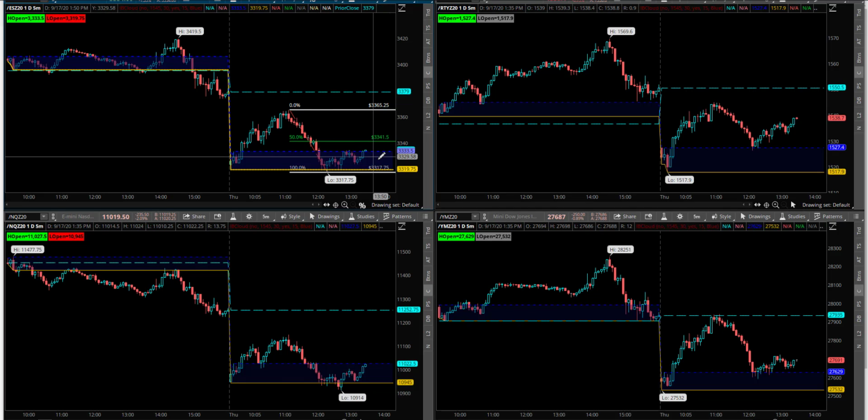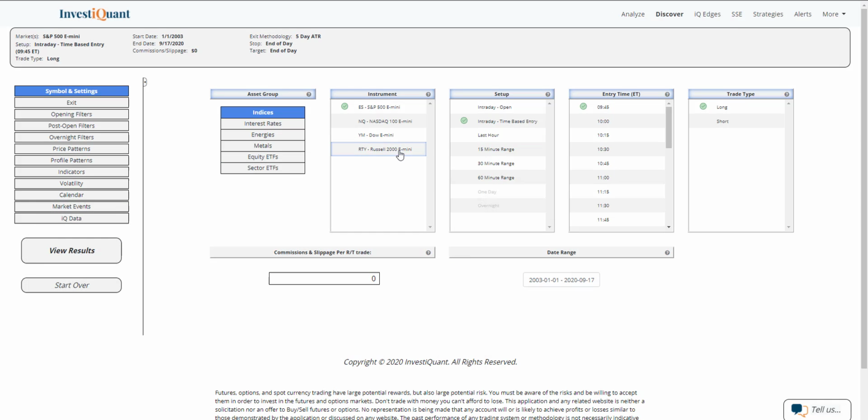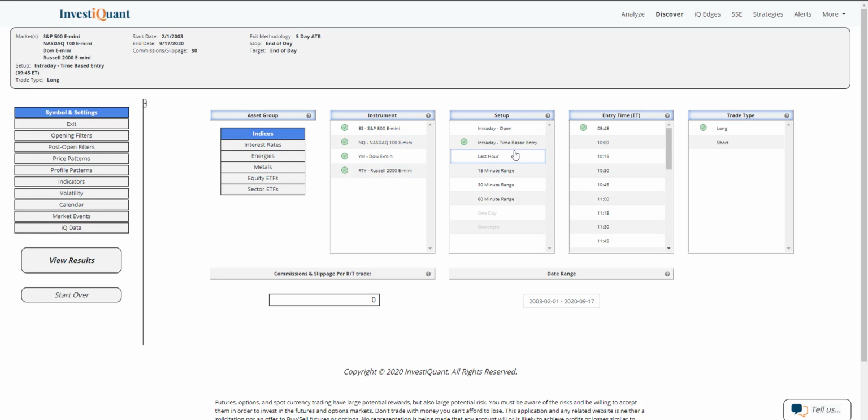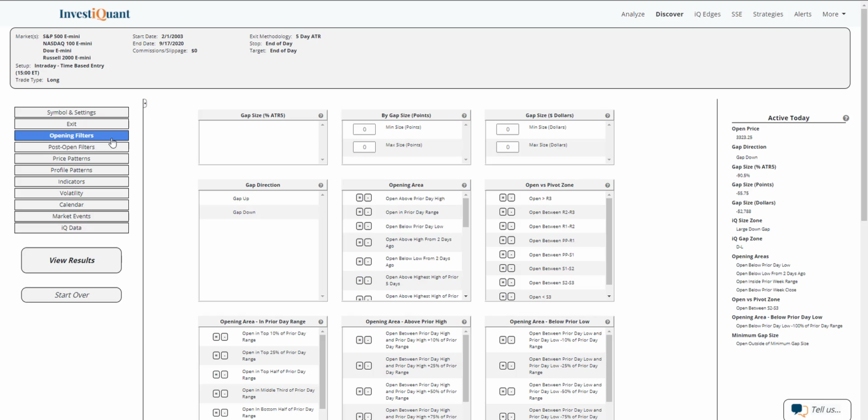So what I want to do this afternoon is take a look at this type of pattern and see what that has meant historically into the close. So we're going to go into Discover and we'll look at all four instruments. The setup is going to be based upon getting long at 3 p.m. Eastern Time, exiting at the close of regular trading hours, which is 4:15 p.m. Eastern Time. For opening filters, I'm simply going to put gap down.